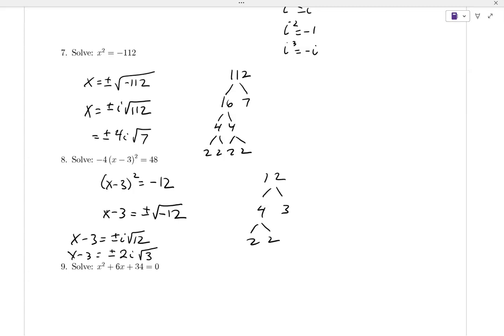Good. A 2 comes out in front. We're left with a root 3 underneath. And then finally, the last thing we need to do is what? To solve for x, what do we need to do? Yeah, bring the 3 to the other side. Good. So add your 3 to both sides, and we get x equals 3 plus or minus 2i root 3. What questions do you have on that one? That one okay?